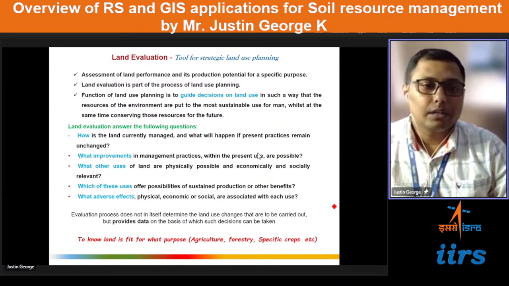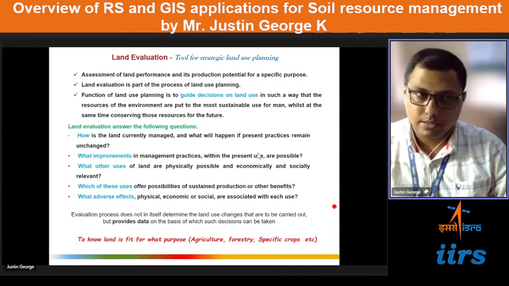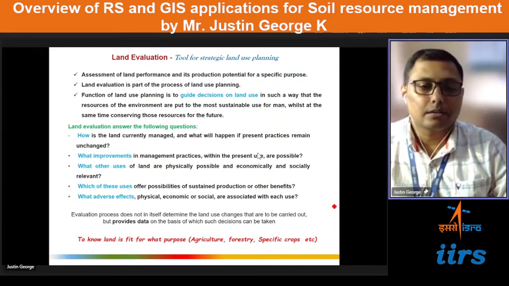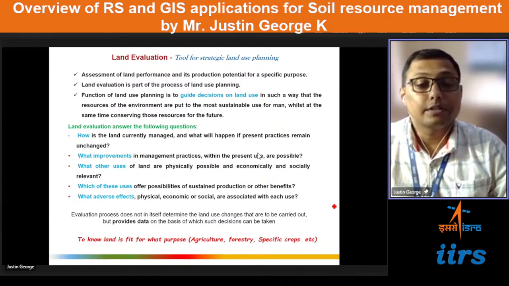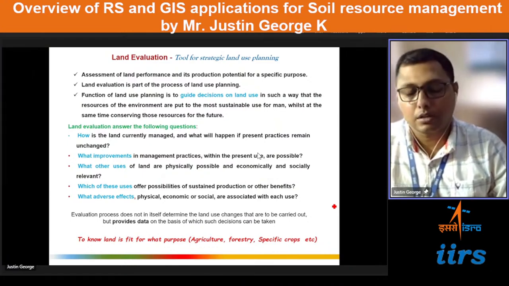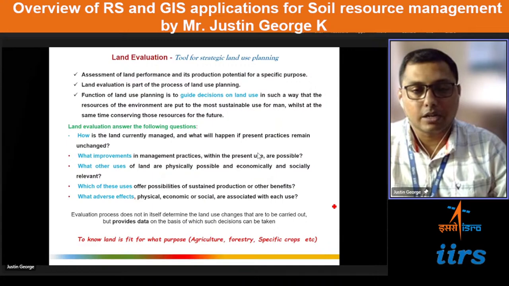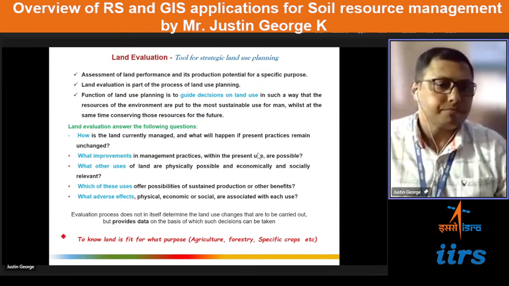So land evaluation mainly answers the following questions: how the land is currently managed and what will happen if present practices remain unchanged. Second, what improvements in the management practices within the present use are possible, and what other uses of land are physically possible and economically as well as socially relevant, so that the people in that particular area adopt those suggestions or improvements. And which of these uses offer the possibilities of sustained production or other benefits, as well as what adverse effects, physical, economic, or social, are associated with each use.